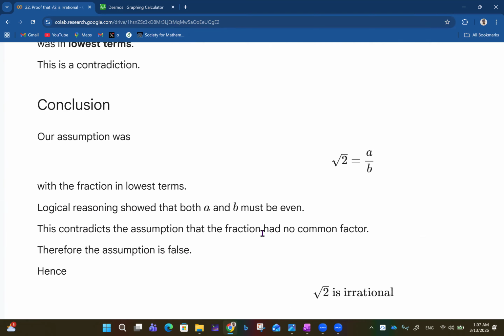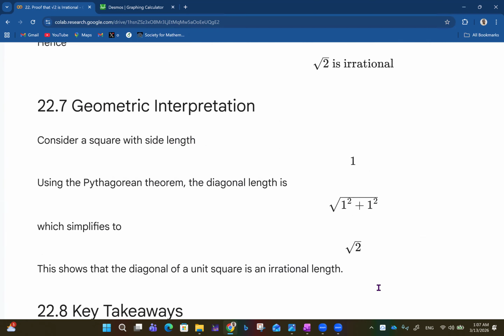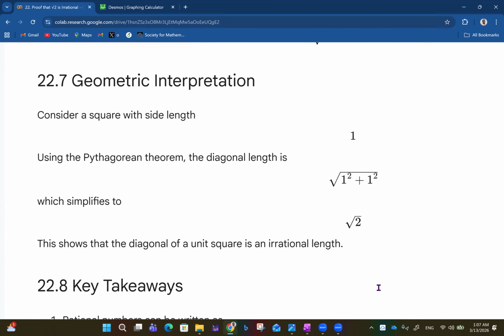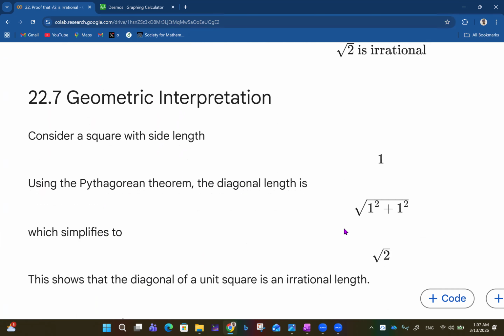And based on the fact that the assumption is false, it means that we can't actually write square root of 2 as a ratio of two integers. Hence, we say that root 2 is irrational. So the geometric interpretation of that is, we've done this a couple of times, consider a square with side length 1. Using the Pythagorean theorem, the diagonal length is square root of 1 squared plus 1 squared, which simplifies to root 2. This shows that the diagonal of a unit square is an irrational length.